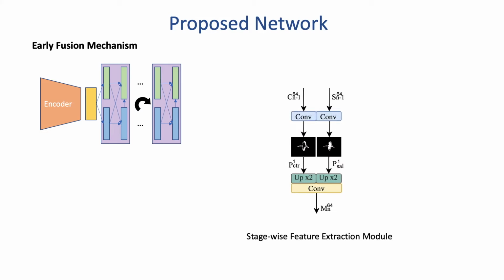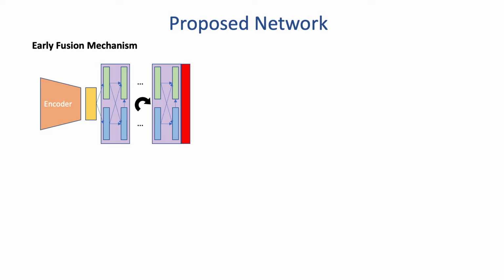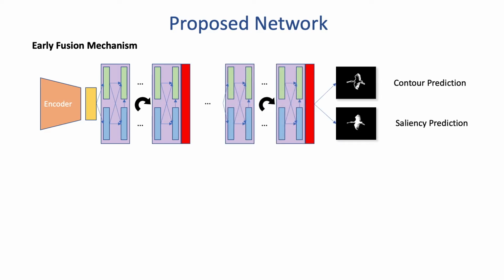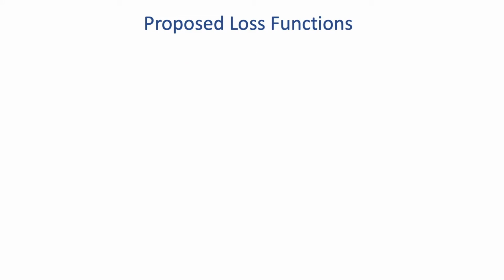Besides, we developed a stage-wise feature extraction module to help the network pick up the most useful information. The intermediate predictions shows the effectiveness of our approach, and as shown in the figure, our salient object predictions have a good edge quality. In addition to the network, we also developed two loss functions to boost model performance further.